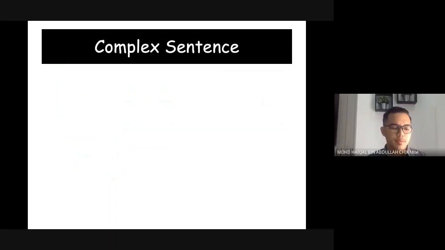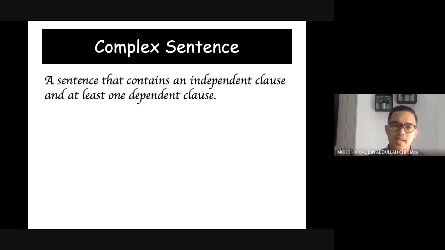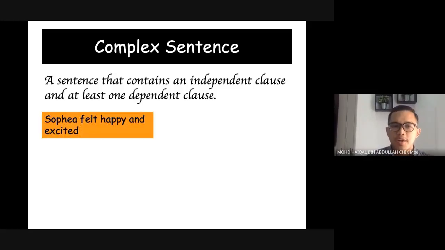Now let me move to the next one, which is a complex sentence. What is it? A complex sentence is made up of one independent clause and also one dependent clause. Let's take a look at this example. Sophia felt happy and excited. The subject is Sophia, the verb is felt, and the complement is happy and excited. This is an example of an independent clause. It can stand on its own. You can understand the meaning of the sentence. The writer is trying to imply that Sophia is feeling happy and also excited at the same time.